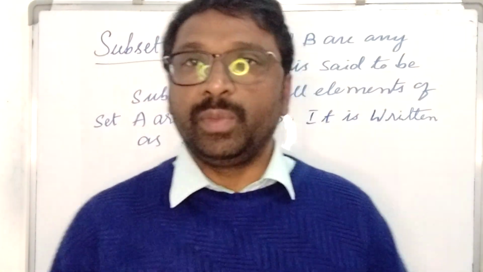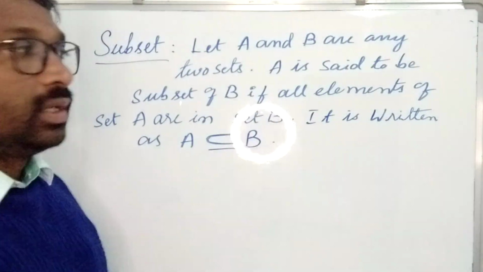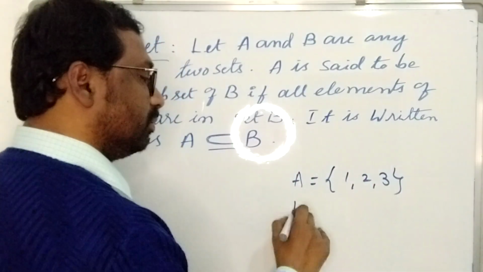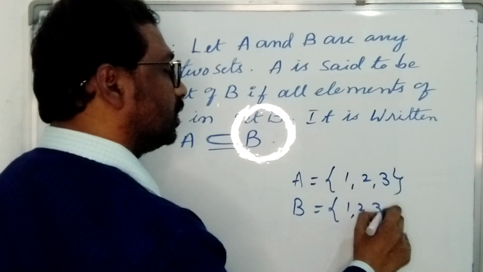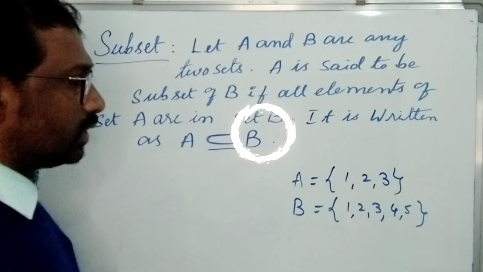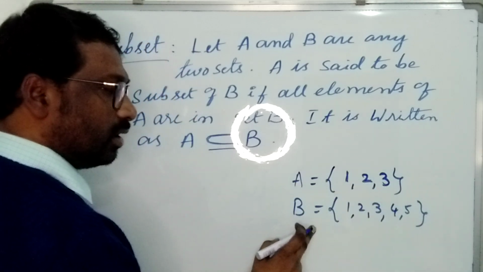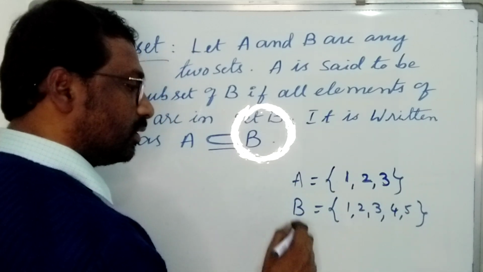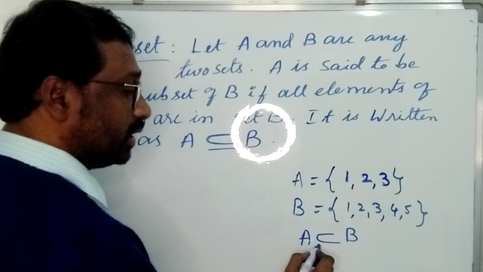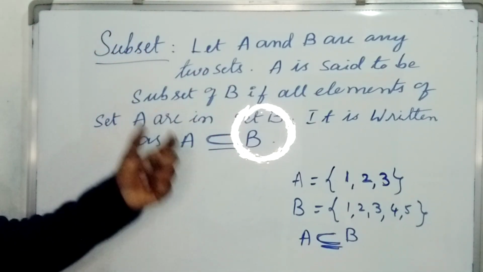Okay, so next topic is subset. So what is the subset? For example, I can explain here. A is a set of 1, 2, 3. B is a set of 1, 2, 3, 4, 5. So what did you notice here? All elements of set A are in set B. Okay? So therefore A is a part of B. That means A is a subset of B. It is denoted by this symbol.